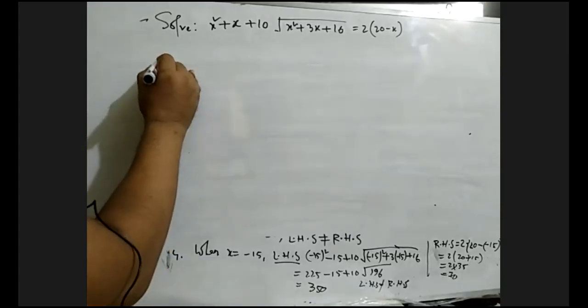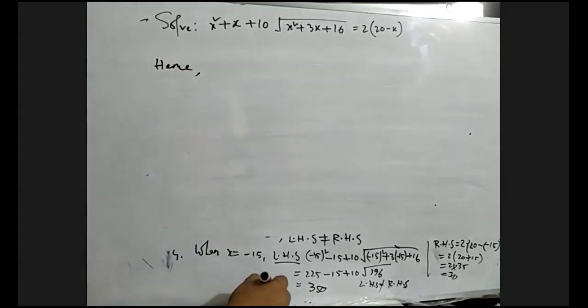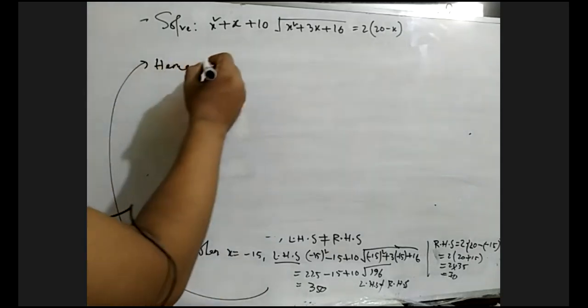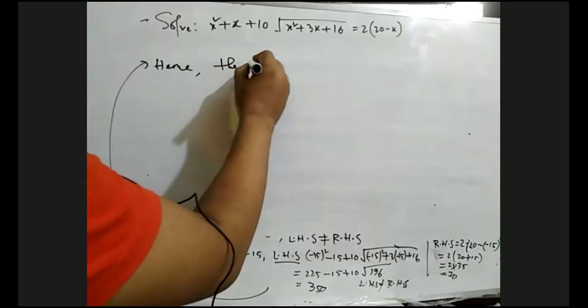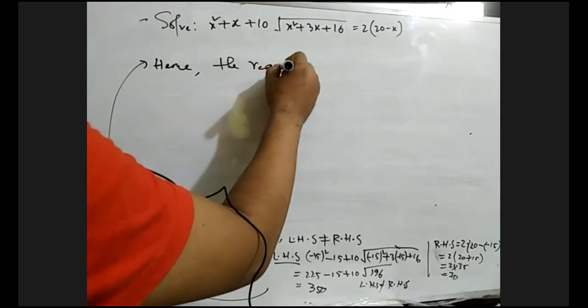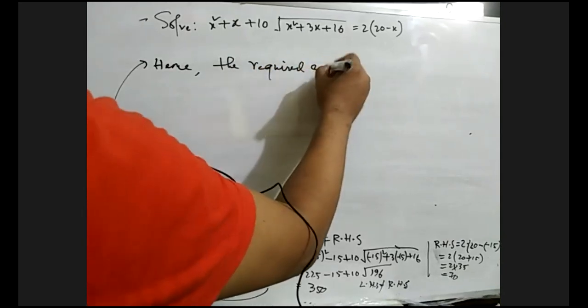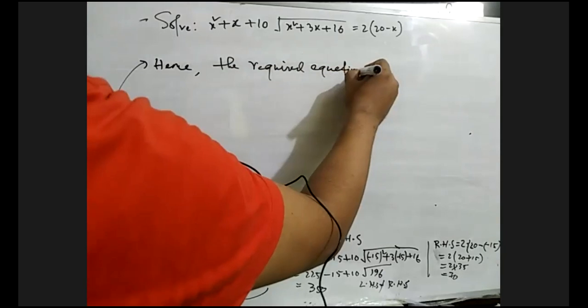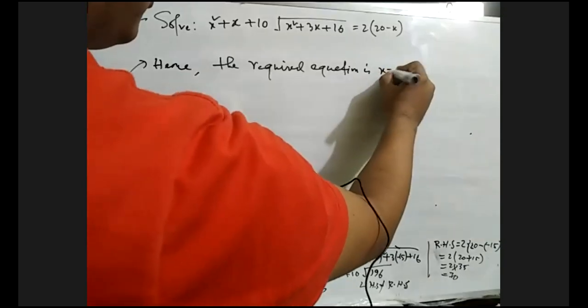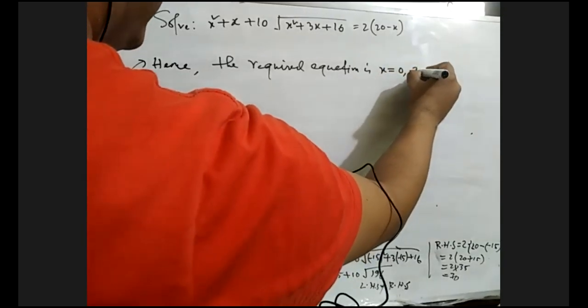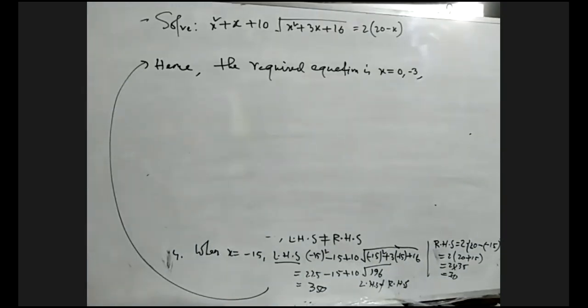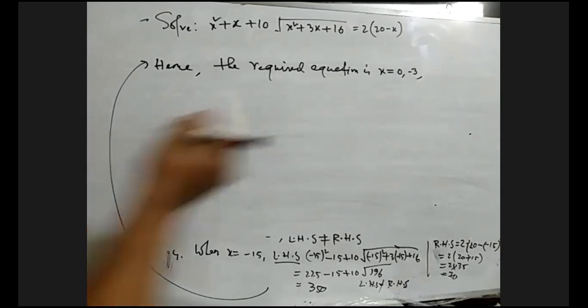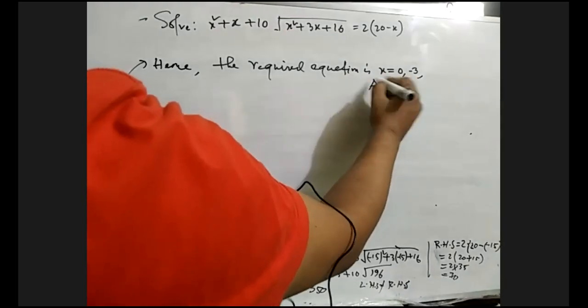Therefore, hence we can write at last of this line. Hence, the required solution of the equation is x equals what? 0 and minus 3. And this is the real roots of the equation or real solution of the equation. Remember it. And this will be the result answer. Okay.